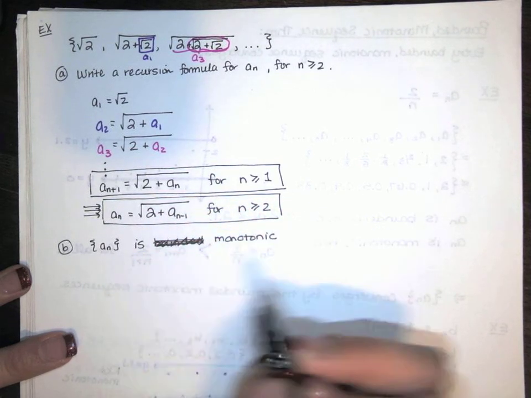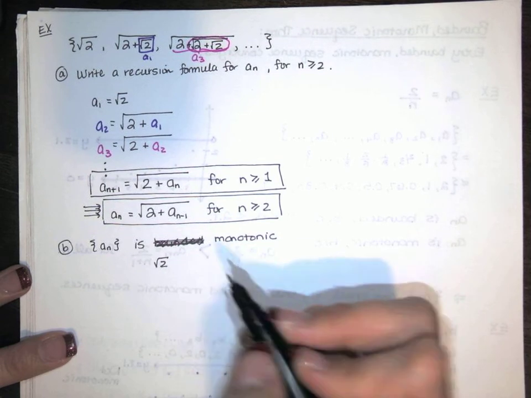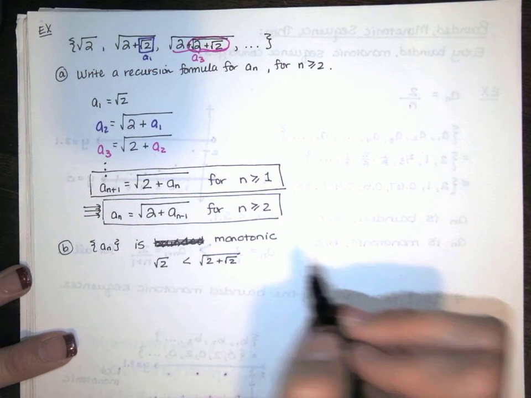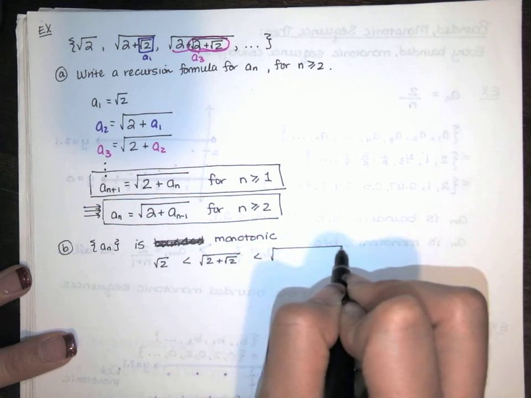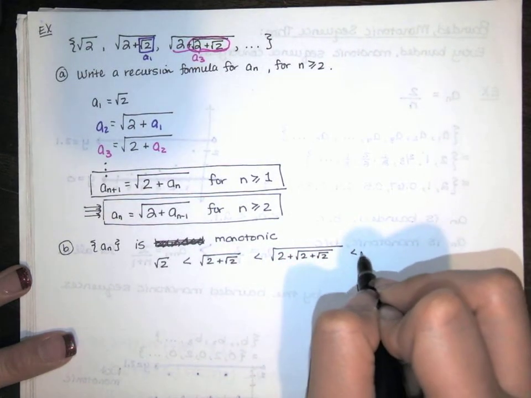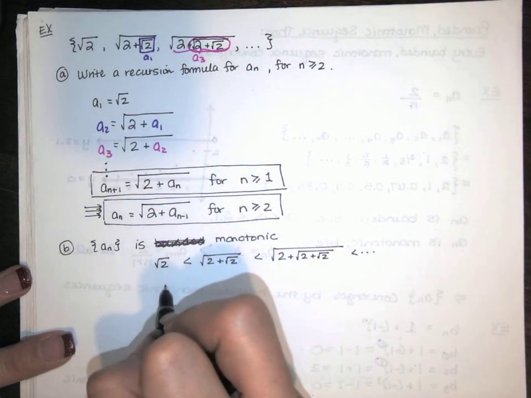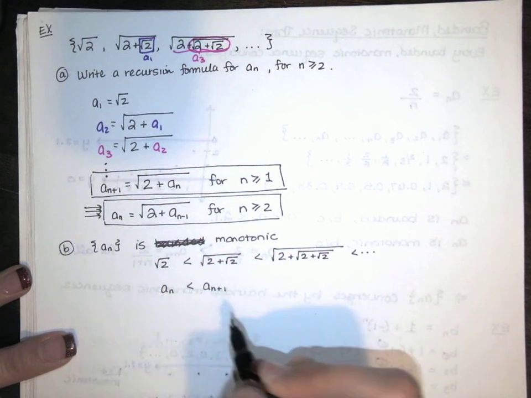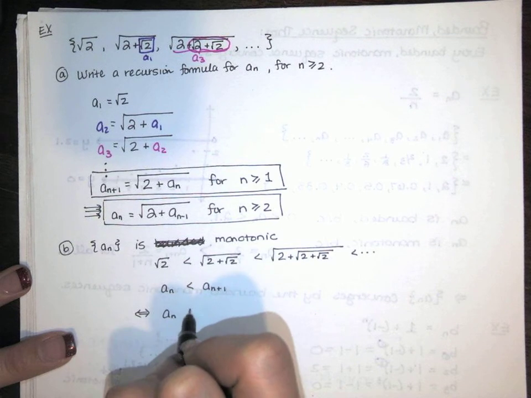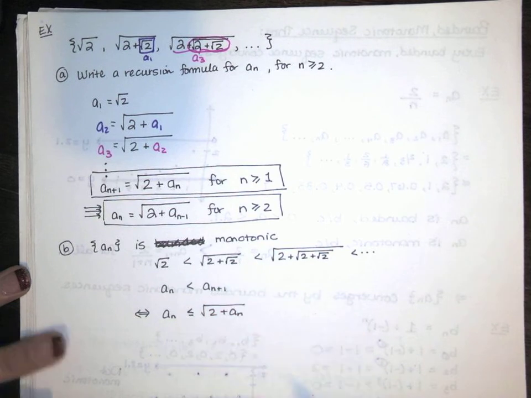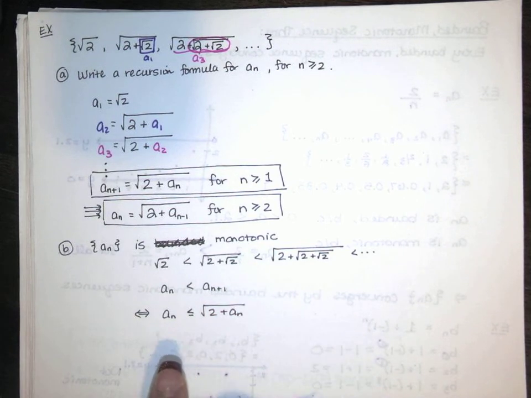A sub n is monotonic because I can say the square root of 2 is strictly less than the square root of 2 plus the square root of 2, which is strictly less than the square root of 2 plus root 2 plus root 2, like that. And this is always true. So in general, a sub n is going to be less than a sub n plus 1. Because a sub n plus 1, remember from our formula up here, is the square root of 2 plus a sub n. So if this is true for all n, well then the sequence is monotonic.